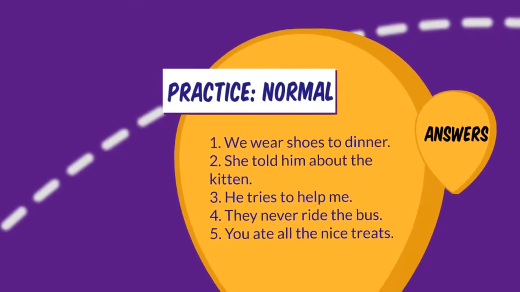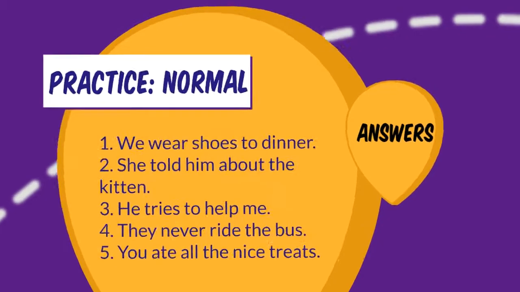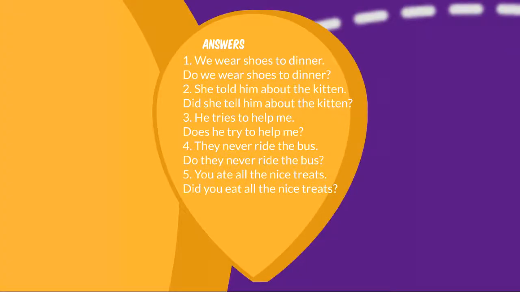All right, you started me again, so let's try this together. In the first sentence, we have we wear shoes to dinner. We try and find our first verb in there, that's wear. As we already know, wear is normal. We need to decide on whether it's present or past. Wear is a present tense. The subject is we, so we use do. So we add do at the start of the sentence and we form do we wear shoes to dinner.